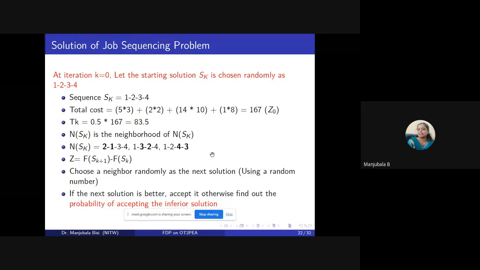Then what is the change in the energy? The change in energy is the objective value of S_(k+1) from the neighboring set minus the objective value of the current state, S_k. So you have to choose a neighbor randomly as the next solution. If the next solution is better, you directly accept it because the probability will be 1. If the next solution is inferior, you have to find the acceptance probability.